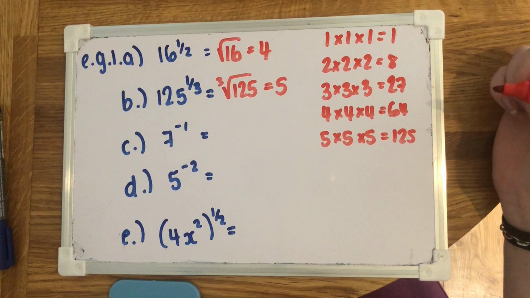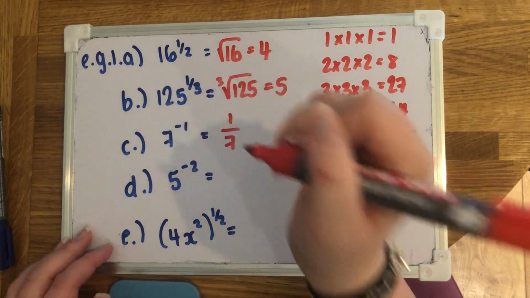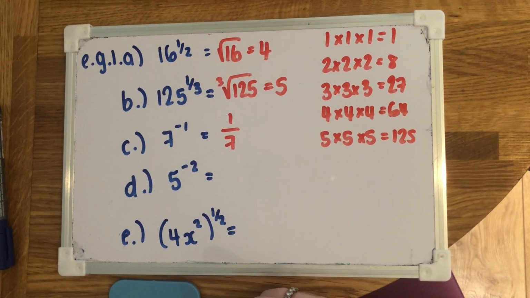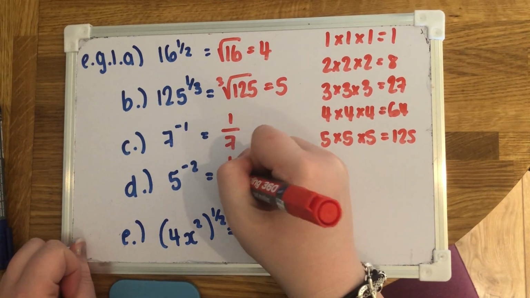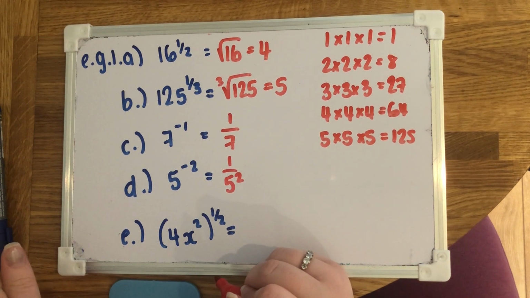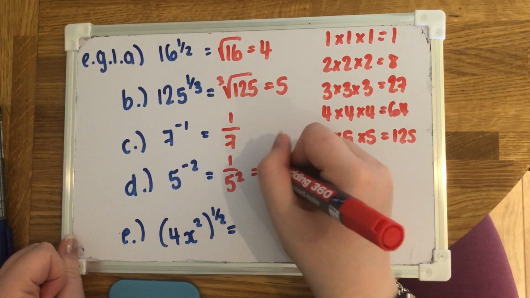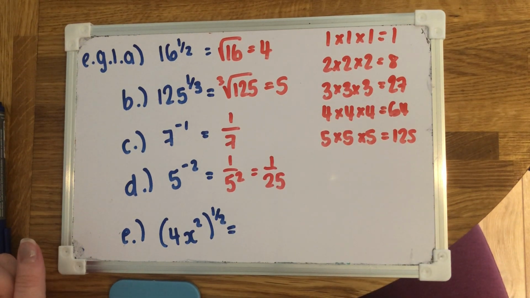Okay, next one. So negative 1 means the reciprocal of it, so that just means it's going to become 1/7. The next one is similar, so we still make it reciprocal, but the power becomes positive rather than negative, and then we work out what 5 squared is. So it'd be 1 over 25.